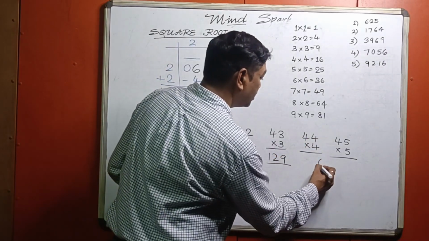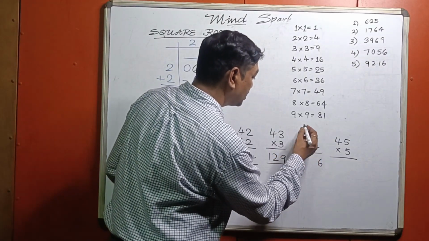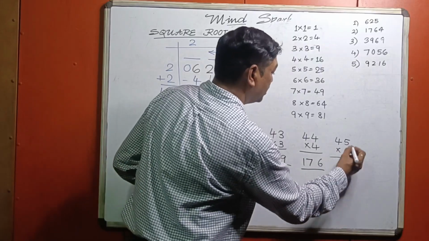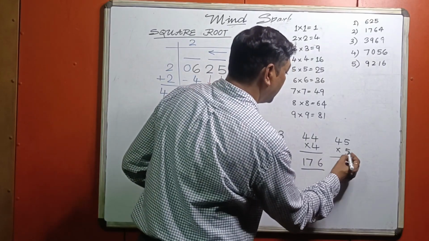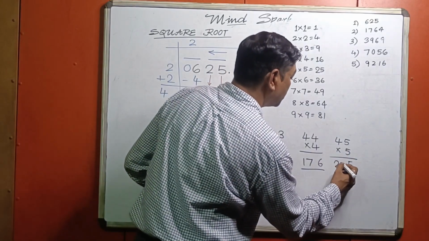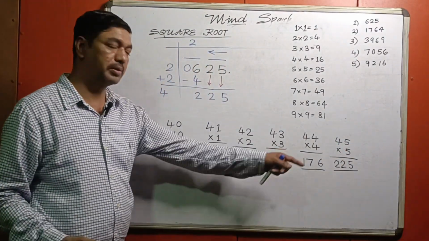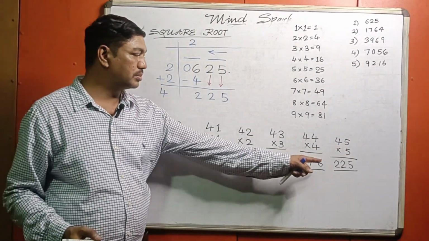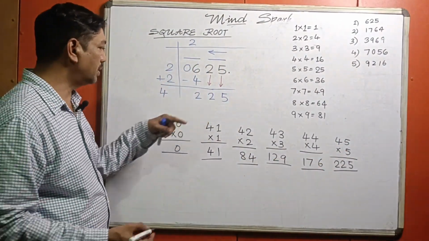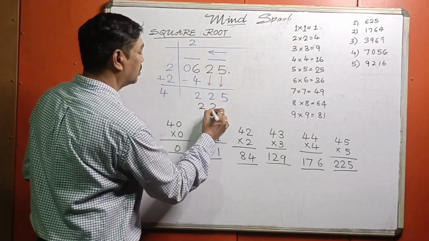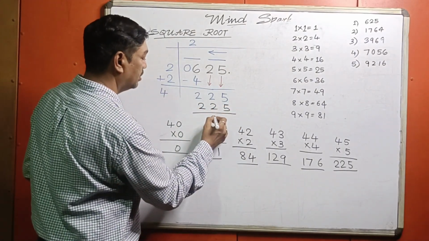Then 4 fours are 16, plus 1 is 17. Then 5 fives are 25, 2 carry, 5 fours are 20, 20 plus 2 is 225. You can see the last number is matching with 225. You can write 225, and your answer is 0.